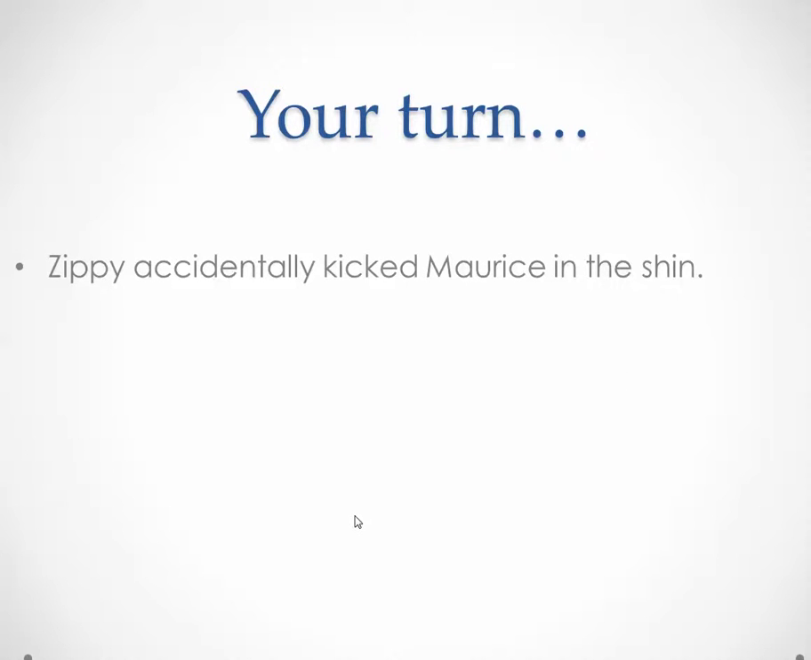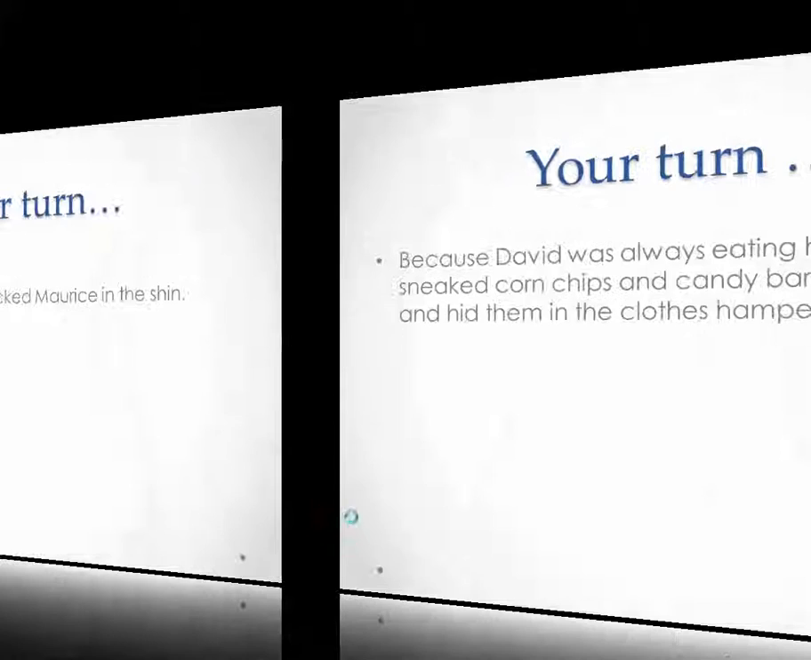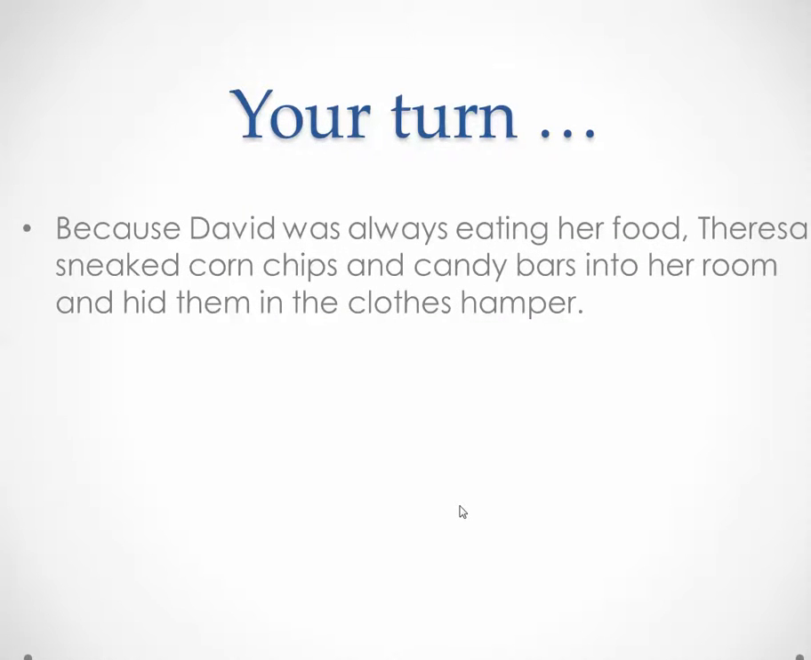Let's do one more. Zippy accidentally kicked Maurice in the shin. Our subject is Zippy, so now we need to find our verb. We've got an adverb here, modifying this action verb kicked. So kicked is our action verb. Zippy is our subject, kicked is our action verb, so now we need to say what or whom did Zippy kick, and whom is Maurice. Maurice is the recipient of the action, and he answers the question who, so Maurice, of course, is our direct object. Alright, and then students went on with a couple more practices in groups using their whiteboards.